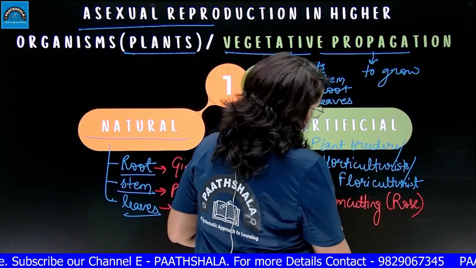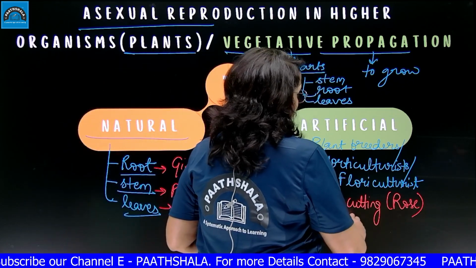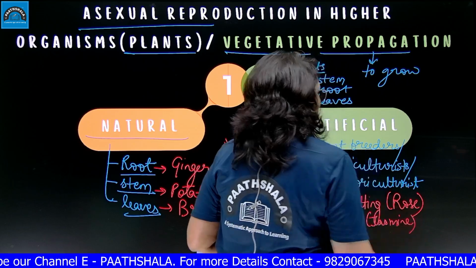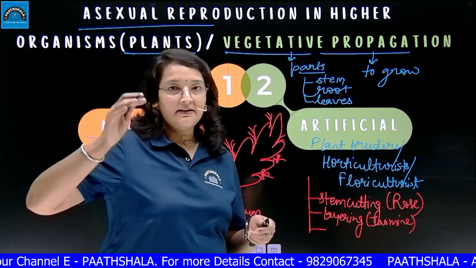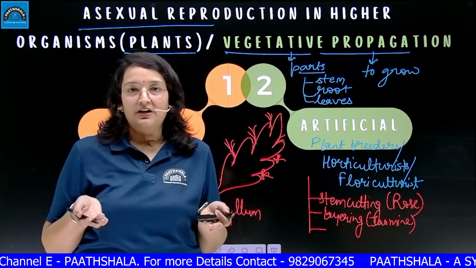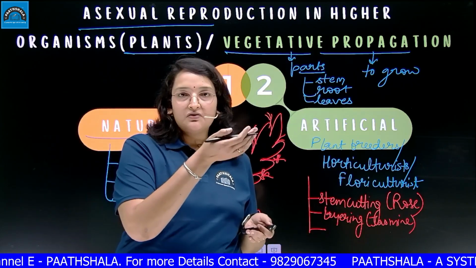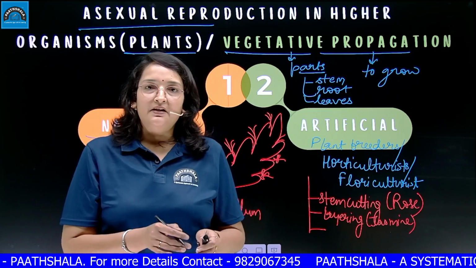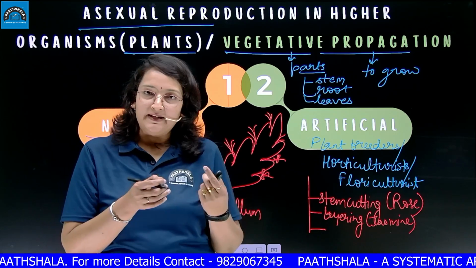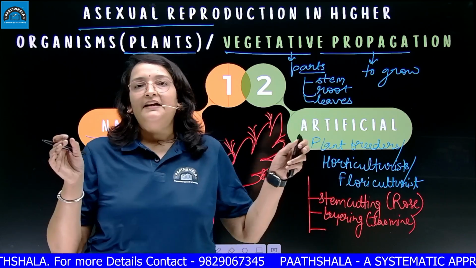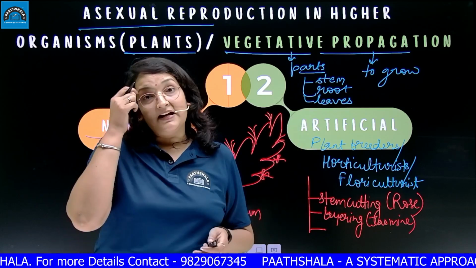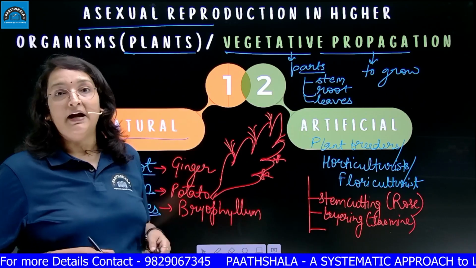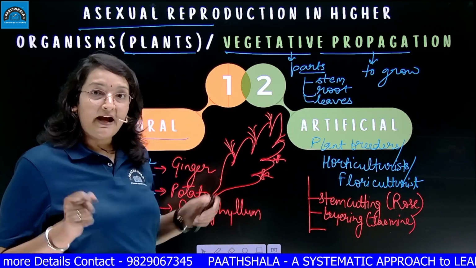Then there is layering. Layering is generally done in jasmine, also known as mogra. Jasmine is a shrub. So one branch of this shrub we press into soil, and after a few weeks we observe that from the nodal region, which has meristematic tissue, new roots develop and that particular branch starts acting as a new plant. That is called the layering method of growing new plants from each branch of the plant.